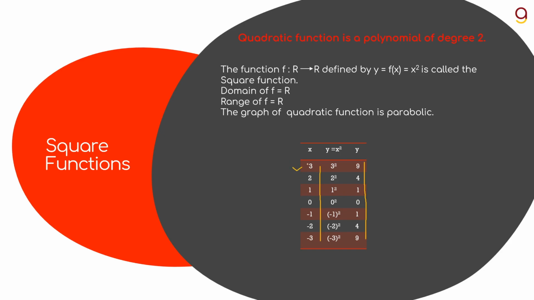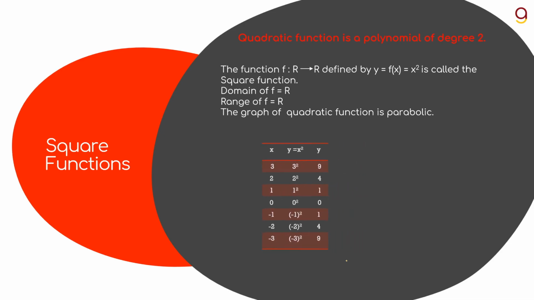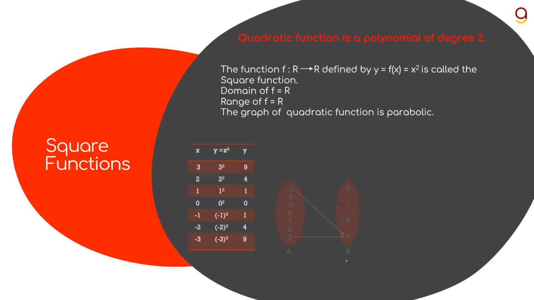So if I take x is equal to 3, y will be equal to 9, because 3 square will give us 9. If we take x to be 2, y will be equal to 4, 2 square is 4. If we take x is equal to 1, y will be equal to 1. If we take x to be minus 2, y will be equal to 4. So these are some of the points that we have considered for the function y is equal to x square, f of x is equal to x square.